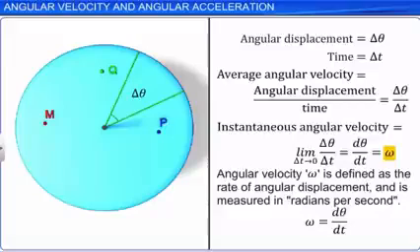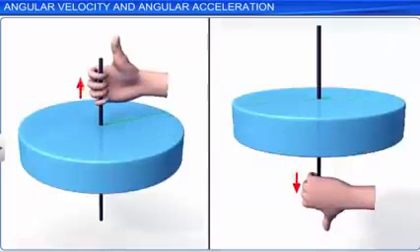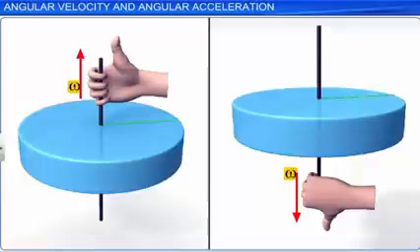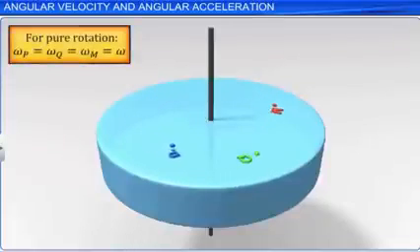If the right hand's fingers are curled in the direction of the rotation of the body, the direction of the stretched thumb is the direction of the angular velocity omega. When a rigid body is in pure rotational motion, the angular velocity of each particle is the same and is equal to the angular velocity of the whole body.